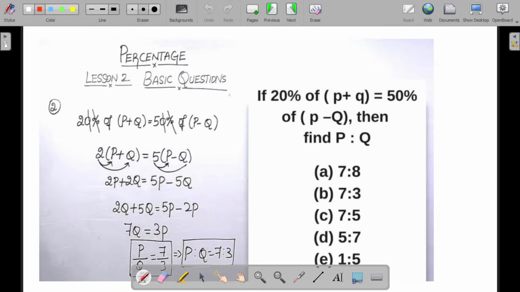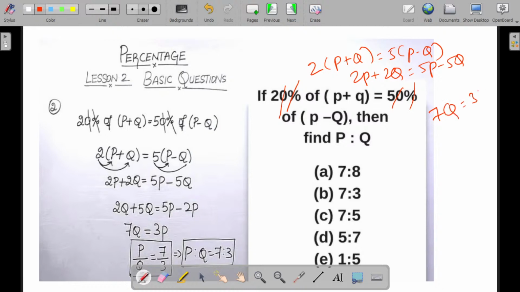As it is a simple question, you just cancel the percentage, and this 0 also I will cancel here. So we get 2 of P plus Q equal to 5 of P minus Q. So 2P plus 2Q equal to 5P minus 5Q. In this way you will get 3Q equal to 3P... so P by Q means 7 by 3. These are very simple, but you need practice. You need to solve in very short time.